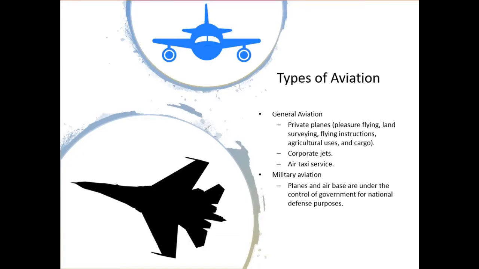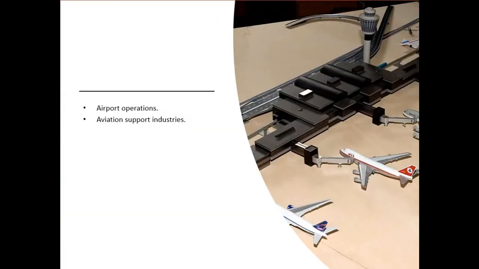And we have general aviation under the aviation system, and this general aviation is like private planes, corporate jets, air taxi service. So this is more on using for a specific issue or specific purpose. And then we have military aviation, and of course, as per the name, these planes and airbases are under the control of government for national defense purposes. And we have airport operation and aviation support industry. So these are the six sectors that are being parked under the aviation system overall.